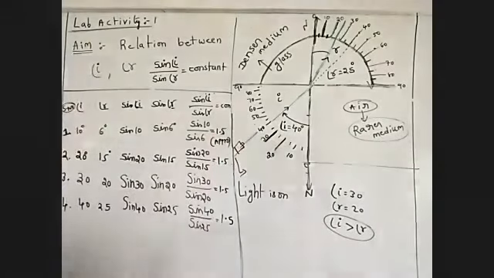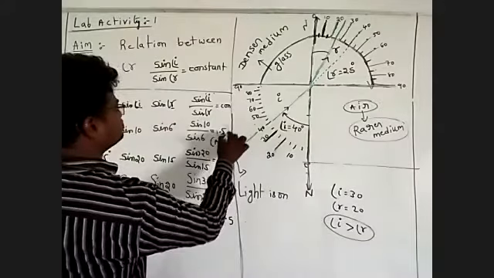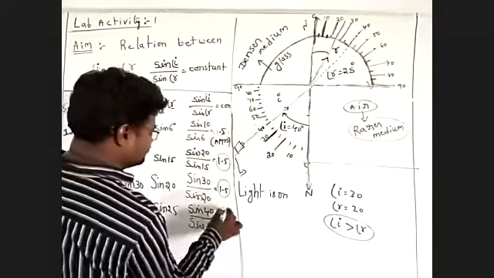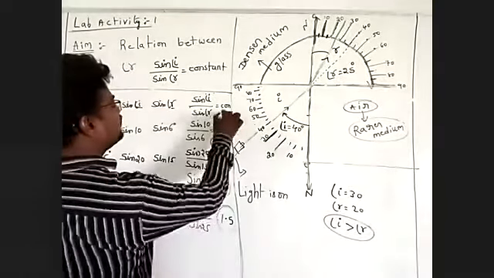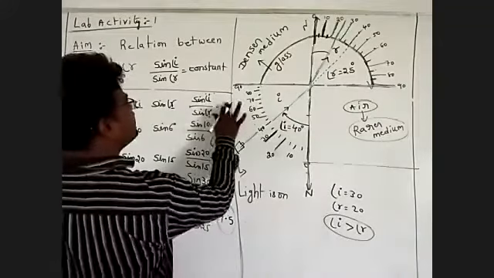You will see in all cases here 1.5, here 1.5, here 1.5. All the values are constant.